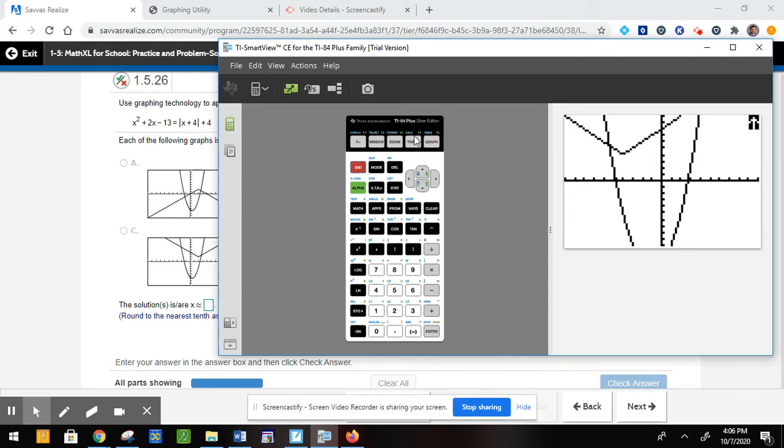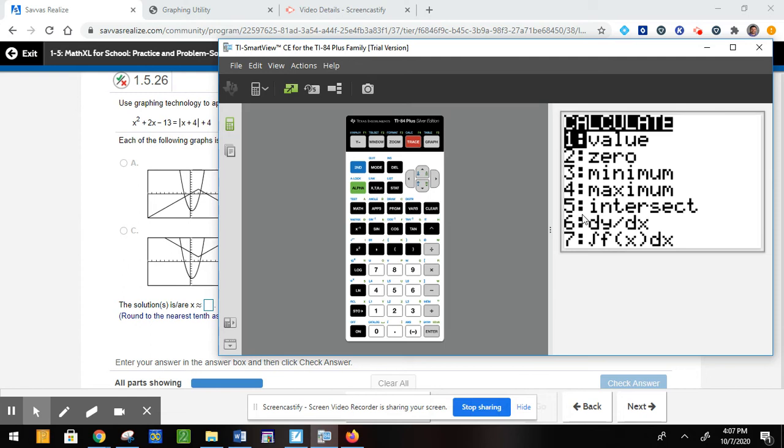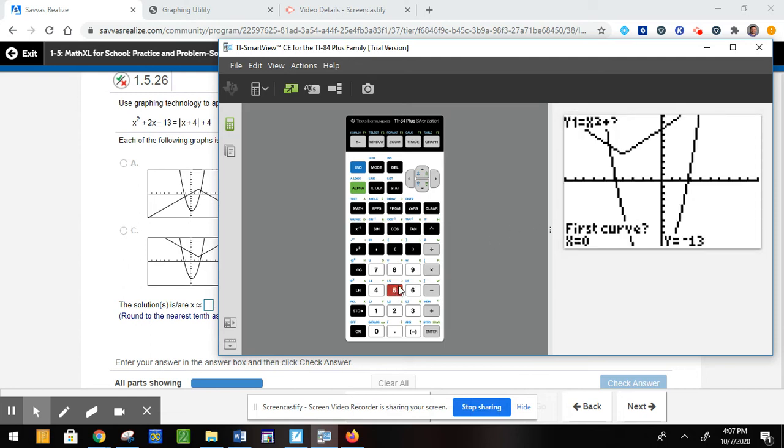So I'm going to hit second, calc. The fifth thing down is intersect. This is a function that the calculator can use to tell you precisely where these two curves are intersecting. When it says first curve, question mark, the cursor is on the first curve, the parabola. What we're going to do right now, see where it says x is 0, it's down here somewhere. So we're going to move it over to where we can see it. We're going to have to tap this a couple times, and try to get it as close as we can to where it's intersecting with the other. Doesn't have to be exact, just close enough.